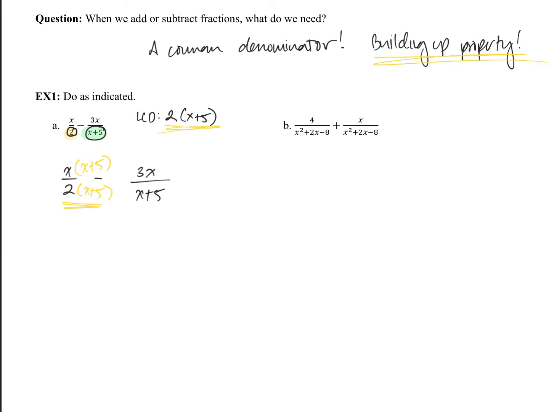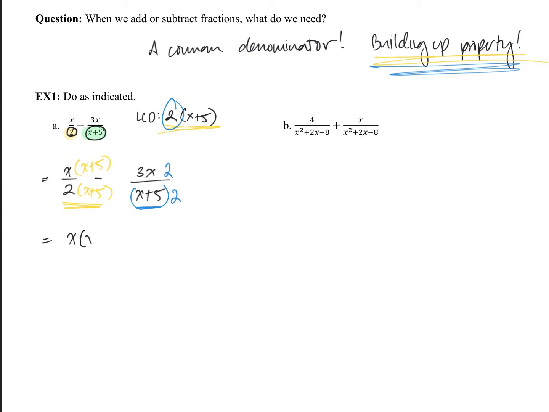Let's focus on the next fraction. What is this fraction missing? It's missing the 2. So let's go ahead and multiply it by the 2, and now that means I need to multiply the top by the 2 as well, the building up property. What you multiply the bottom by, you're going to multiply the top by. Okay, and my equal signs.